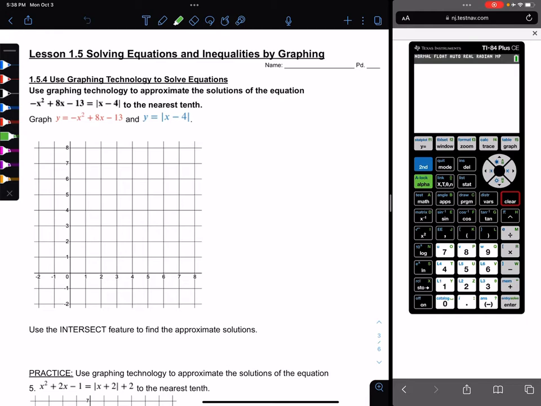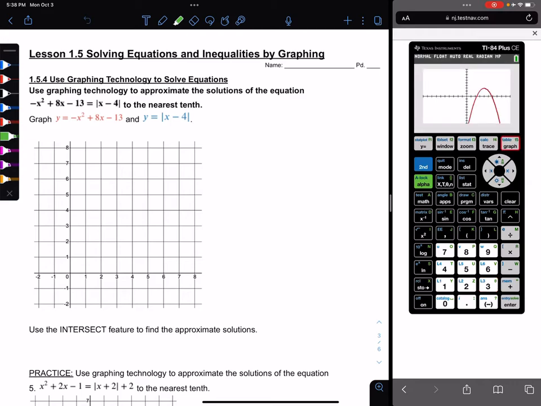The first thing I want to do, and I'm going to color code this, we're going to go to y equals, and I'm going to do the first one, the red one first. It's a little backwards, but that's okay. So we're going to type in negative x squared. You should be familiar with typing in equations by now. So if you're not, just look at one of the previous videos and that should catch you up pretty quickly. So we're going to type in y equals negative x squared plus 8x minus 13.